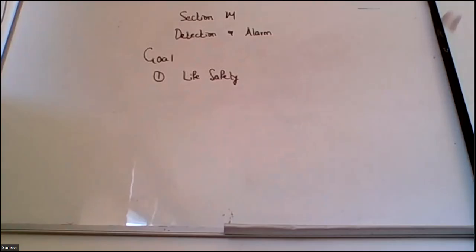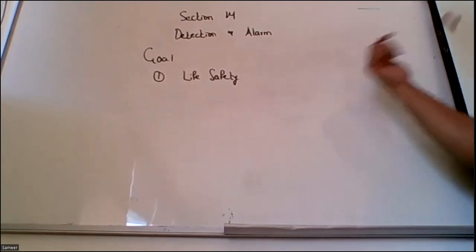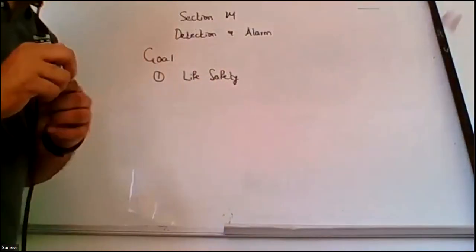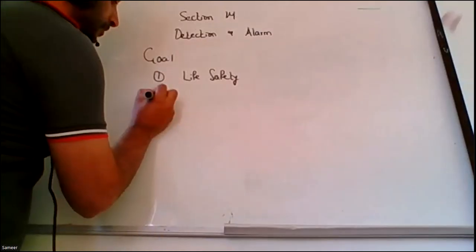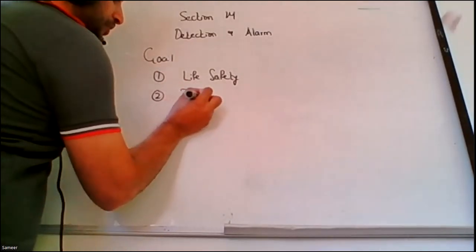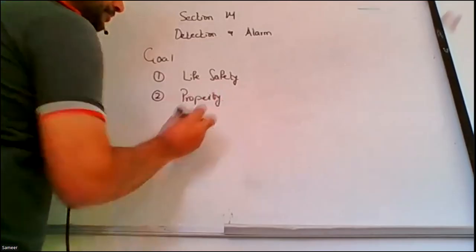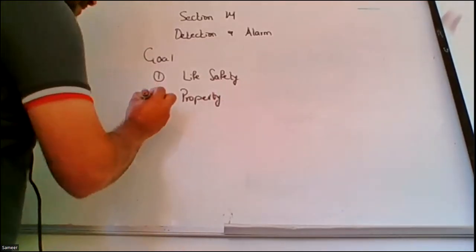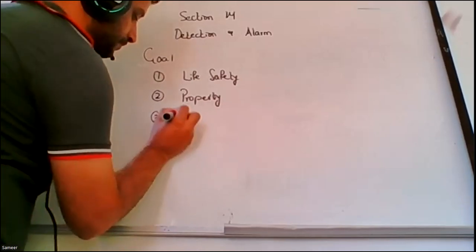Similarly, whenever I'm going to install any type of fire protection system, the first purpose is the life safety of the occupants. The second protection goal is the property protection. Then comes the property protection, and the third is the mission protection.